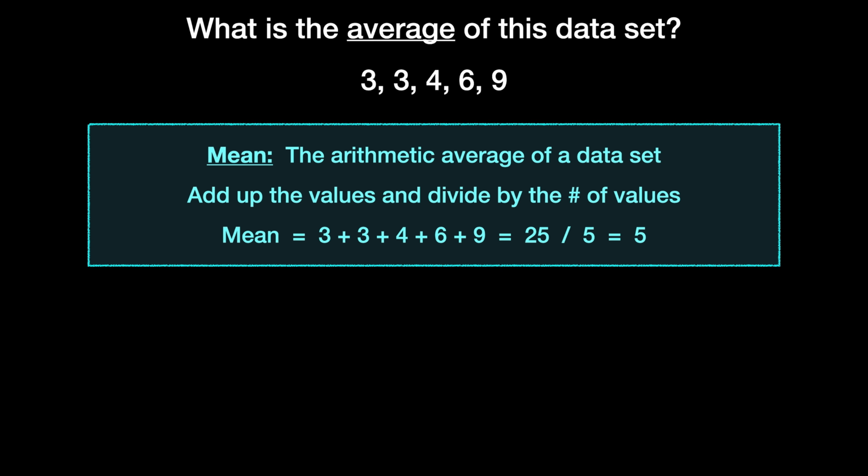So the first type is called the mean, or the arithmetic mean. And this is the most common average that you'll see. In fact, it's probably the one that you have in your head right now, where you know to just add up all the values and then divide by how many values there are. So 3 plus 3 plus 4 plus 6 plus 9 equals 25. And then we divide by the 5 values, and we get an arithmetic mean of 5.